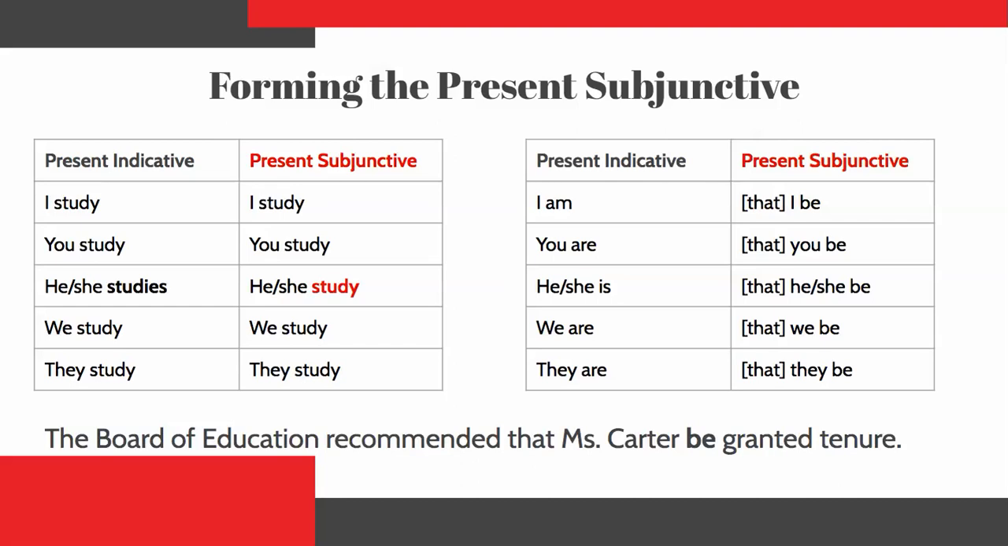If we were speaking in indicative, we would say Ms. Carter was granted tenure, or we would say she is granted tenure, she is being granted tenure. But when we speak in subjunctive, we just use the base form be.